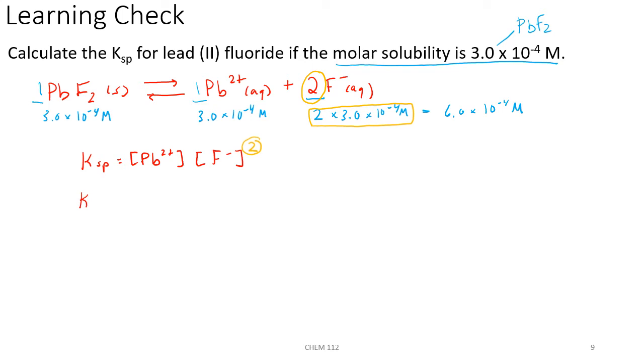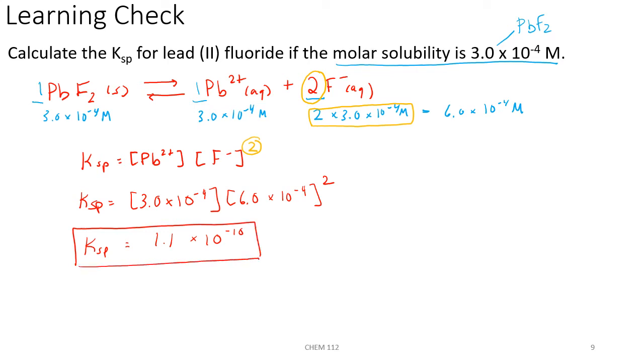Plugging in our values, KSP will equal 3.0 times 10 to the negative 4th for the lead ions times 6.0 times 10 to the negative 4th molar for the fluoride ions, and that'll be squared. That gives us a KSP value equal to 1.1 times 10 to the negative 10th.